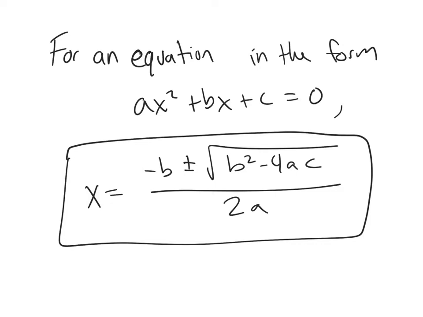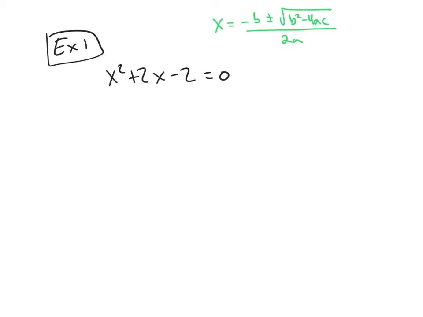So let's do a couple example problems, like what does it look like when we use this? Okay. So example 1 here, and I've got the formula up on the top. Good idea to always write that down. Example 1 is x squared plus 2x minus 2 equals 0.